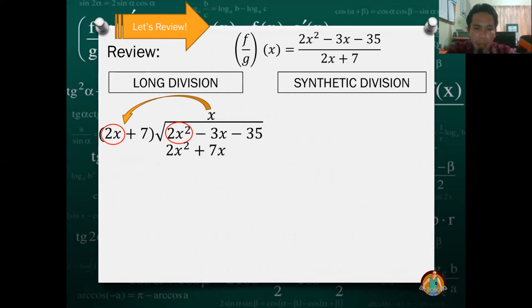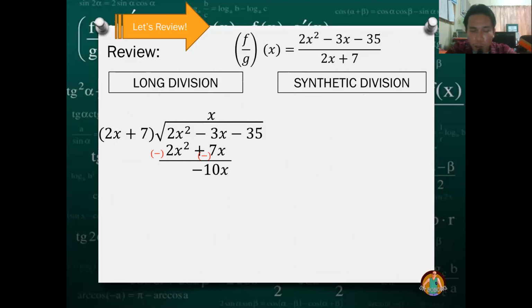So divide, multiply, and then of course we will subtract. Since magsu-subtract na tayo, we will change the sign of our subtrahend. So 2x squared minus 2x squared will give us 0. Negative 3x and negative 7x will give us negative 10x. Bakit naging negative 10? Kasi 7 plus 3 is 10. So bakit tayo nag-plus? Kasi nga same yung sign. Same silang negative.